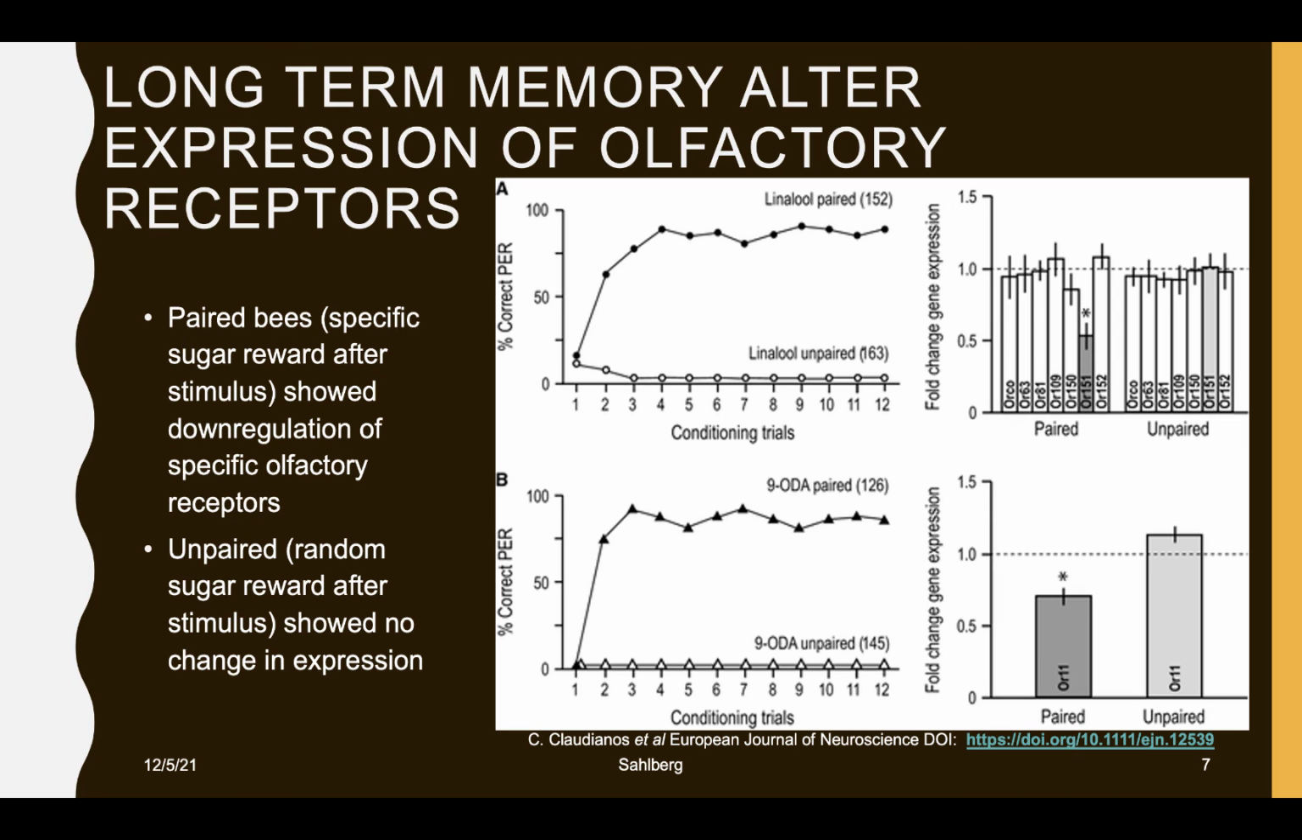30 hours after the first trial, the antennae from 10 bees from each group were removed, and the expression of different olfactory receptors were measured via PCR. In the paired group, only olfactory receptor 151 was significantly downregulated compared to the baseline group.